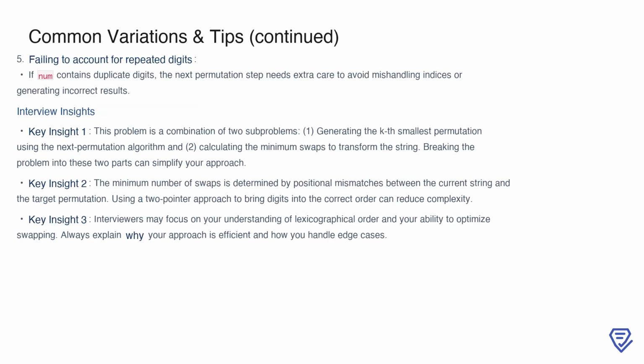When the input number contains duplicate digits, it adds another layer of complexity to the next permutation step. If not handled carefully, you might end up generating invalid results or mishandling indices.